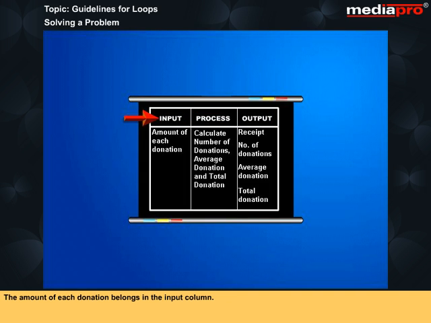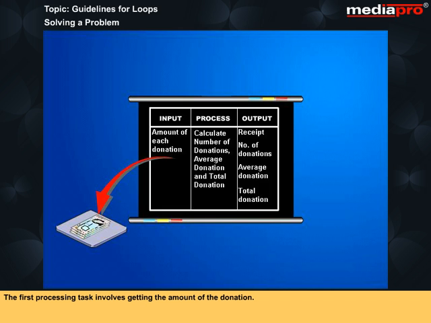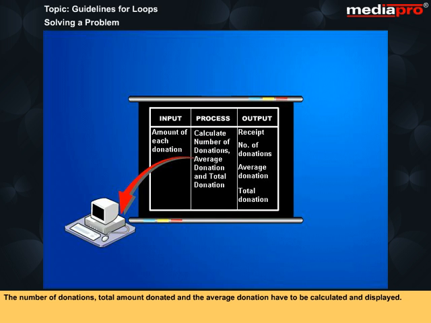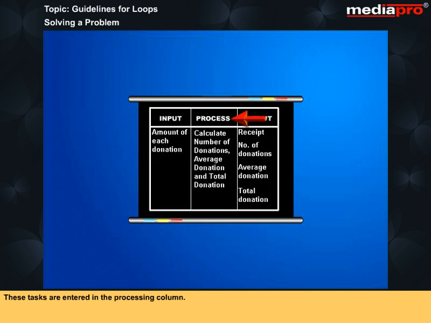The amount of each donation belongs in the input column. Receipt, number of donations, total donation, and average donation are placed in the output column. The first processing task involves getting the amount of the donation. Then a receipt is printed. The number of donations, total amount donated, and the average donation have to be calculated and displayed. These tasks are entered in the processing column.